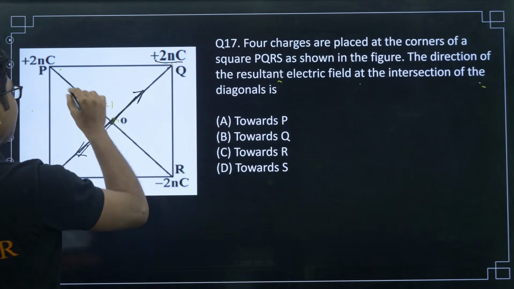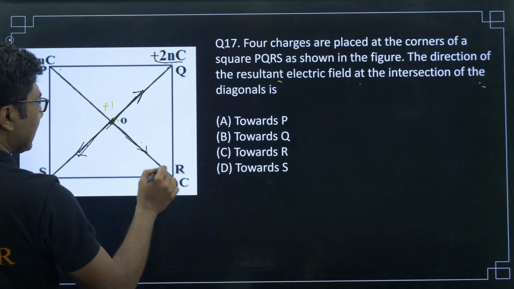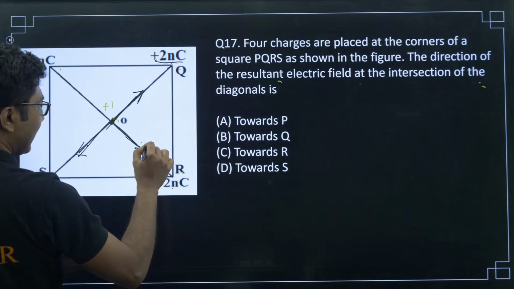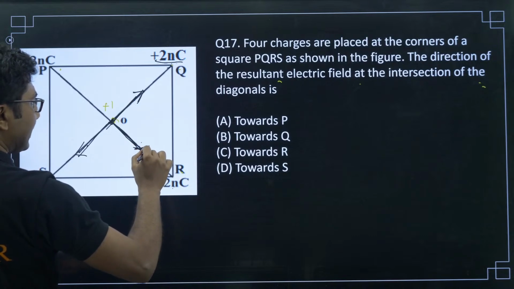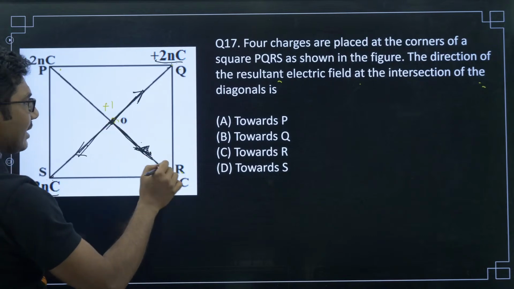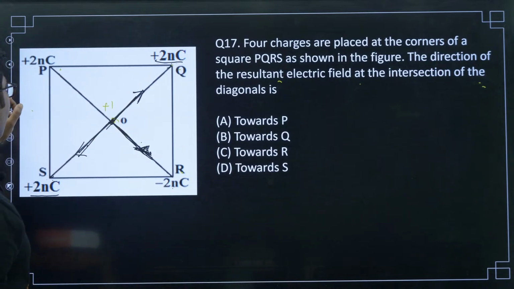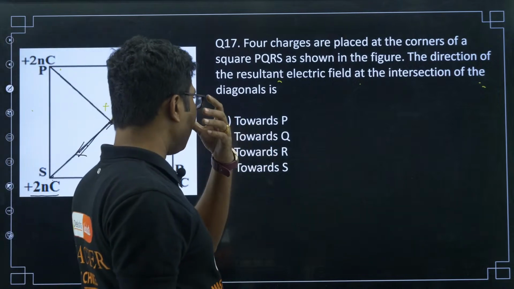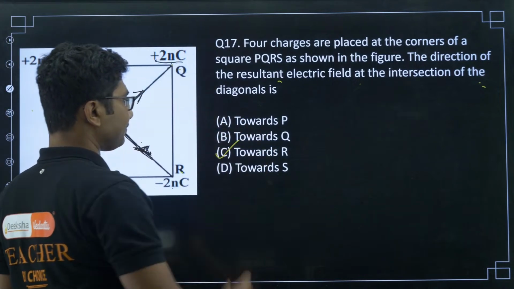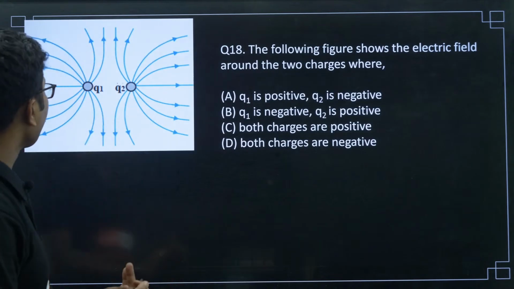But this positive charge will repel it in this direction, and this charge will attract it along this direction. So, both the charges are applying force in the same direction. So, the resultant force is along OR, the resultant field is along OR. Resultant force and field are in the same direction. So, the electric field will be towards R. Easy question. Now, let us move on to the next question.